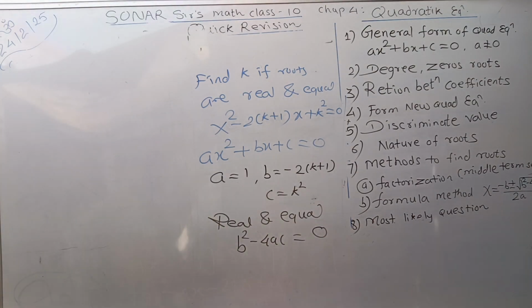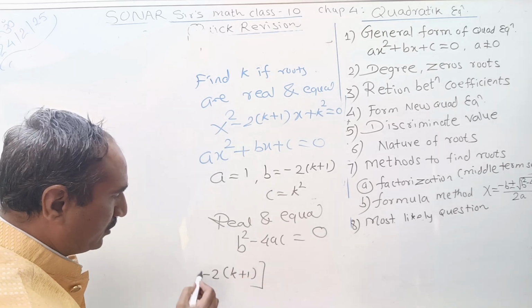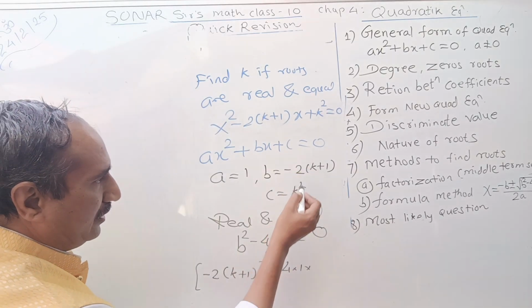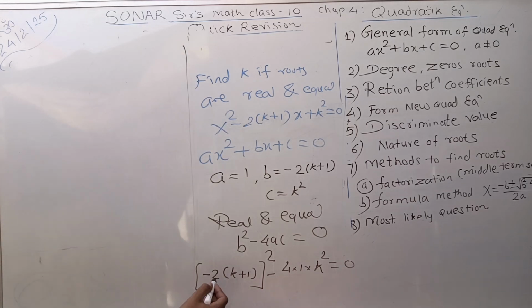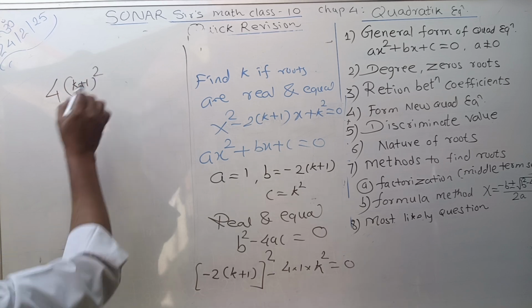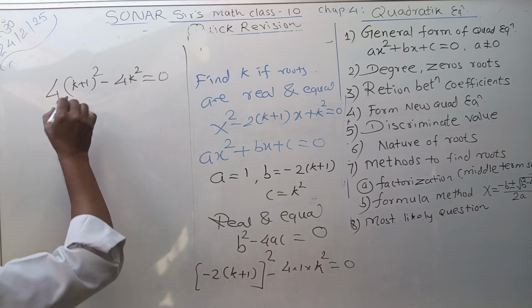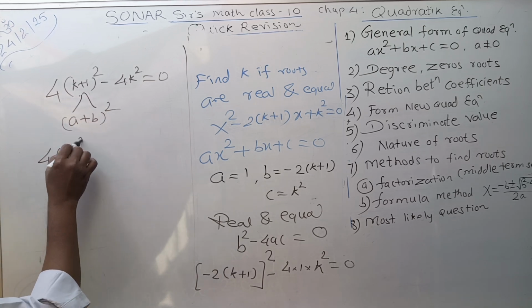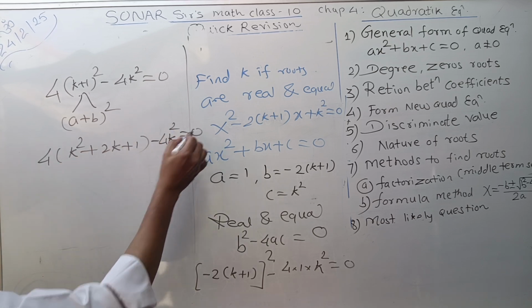This is the condition. Now put the value of b square, that is minus 2 in bracket, k plus 1, this whole bracket square, minus 4 into the value of a, which is 1, and the value of c, which is k square, equal to 0. Now we'll simplify this equation. Minus square becomes plus, this becomes k plus 1 bracket square minus 4k square equal to 0. We have to use here the a plus b bracket square formula. We'll use that: k square plus 2k plus 1 minus 4k square equal to 0.